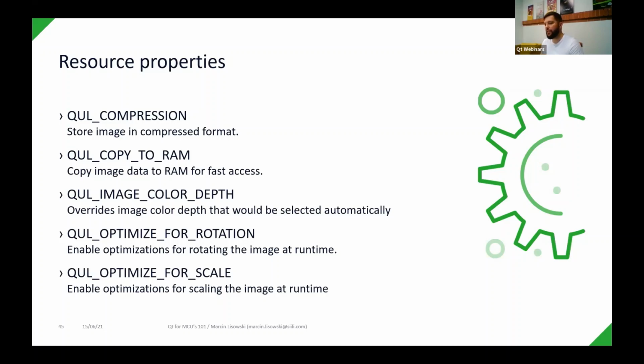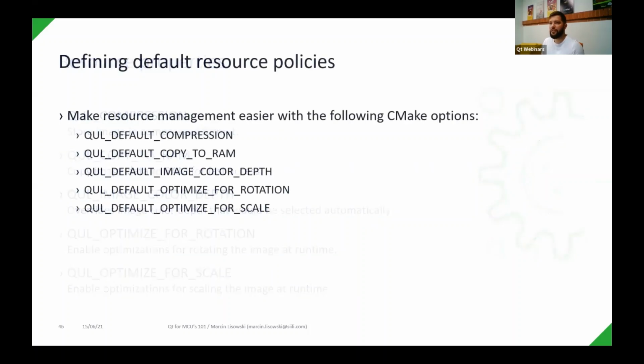And QL optimize for rotation and optimize for scale are two flags that will cause passing that information to the platform, and the platform can decide how to optimize for rotation and for scale. So for example, if your platform has some super fast memory, you can move your assets that are for rotation or scale to that memory to get super fast access, as probably during the transformation you will manipulate a lot of pixels of that image. And those flags are for this.